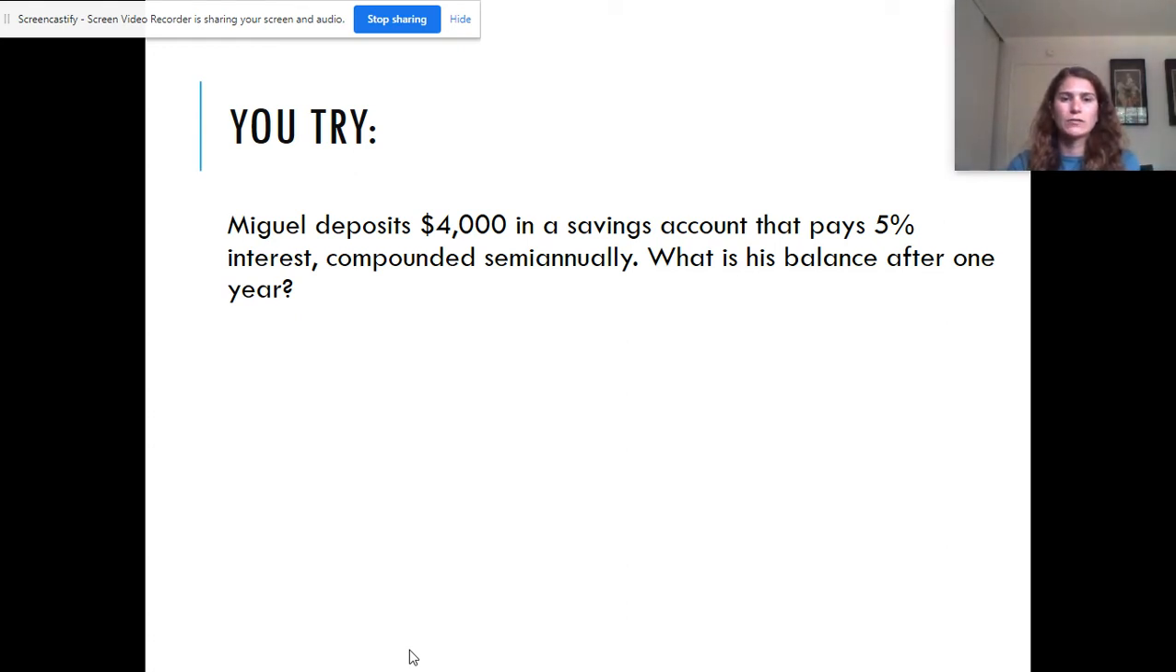I want you guys to try and go ahead and do this on your guided notes. So Miguel deposits $4,000 in a savings account that pays 5% interest. This is going to be compounded semi-annually, so we're still doing it 2 times. You'll be doing the simple interest formula twice. And what is his balance after 1 year? I will be checking this for you guys when I check your notes.